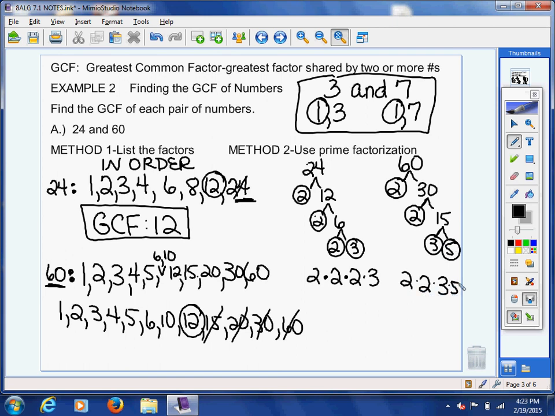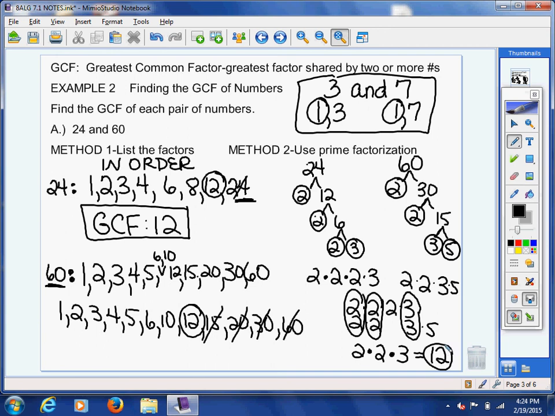Now it actually looks really good if you stack them on top of each other. So let's do 2 2 2 3, and then 2 2 3 5. And look what matches up. Okay, do you see the pairings that are on both lists? I have a 2 that's on both lists, I have another 2 on both lists, and I have a 3 on both lists. If you multiply 2 times 2 times 3 together, you're going to get 12, which is your GCF.